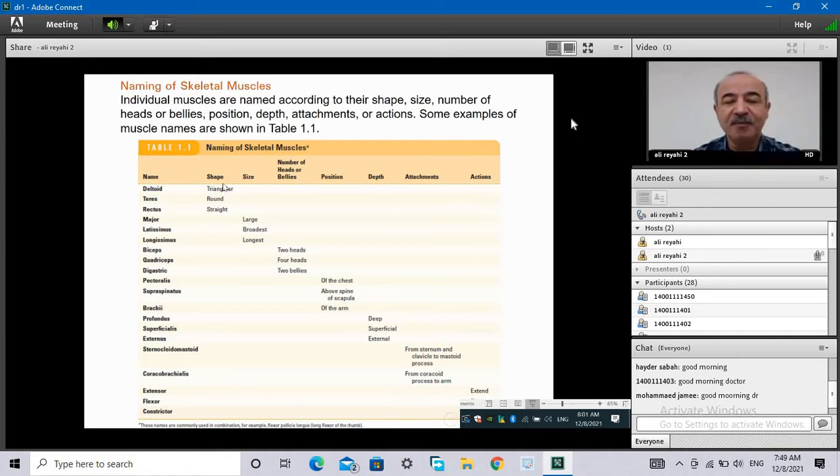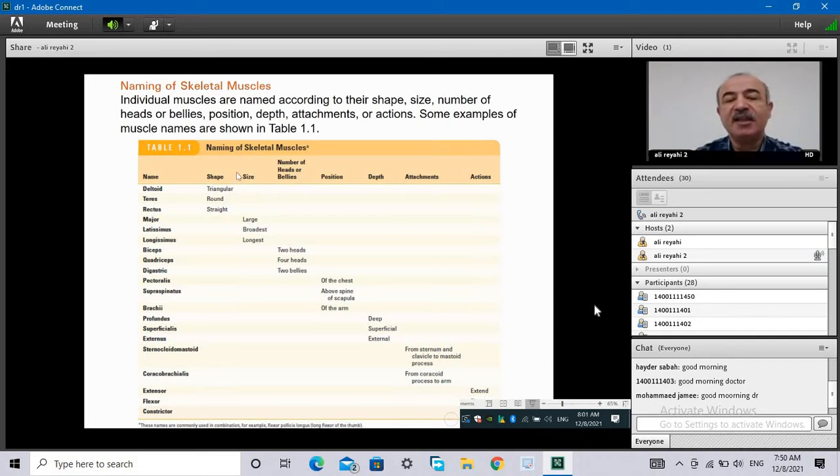For example, shape. Some muscles like the deltoid muscle are triangular, like the deltoid muscle that covers the shoulder. Or some muscles are called teres. Teres means round. According to the shape of the muscle, it is called teres. Or rectus, that means straight. The muscle fibers are arranged straight.